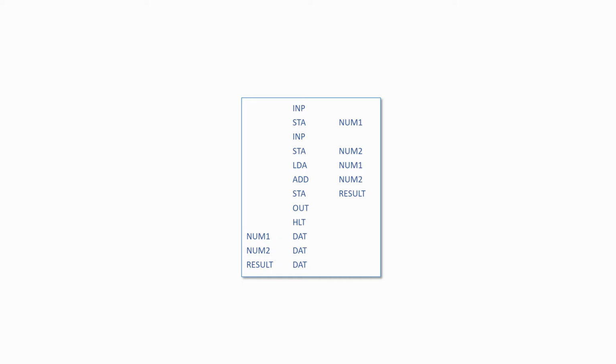We then load the first number back into the accumulator. The accumulator contains num1. We then add the contents of num2 to whatever's in the accumulator. So immediately after the add command, the accumulator now contains the result we're after. A copy of this result is then taken from the accumulator and stored back into the RAM. The output command outputs whatever is in the accumulator, and then of course the program halts.